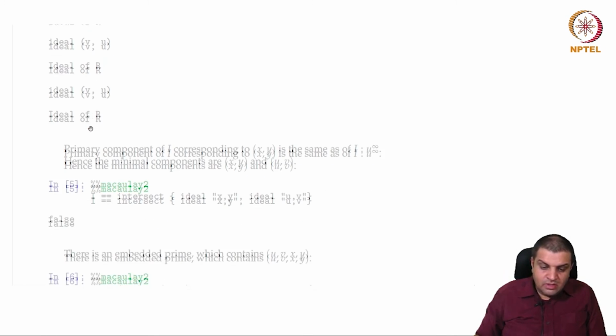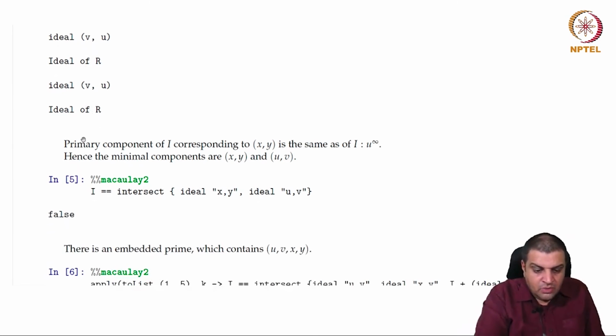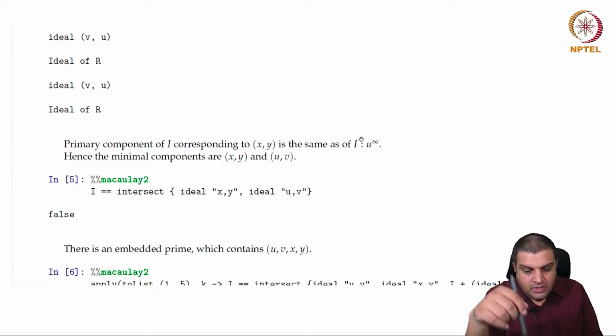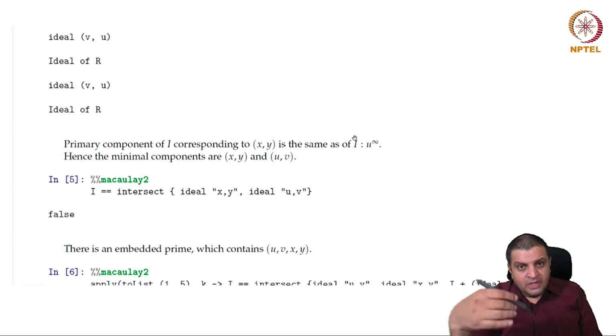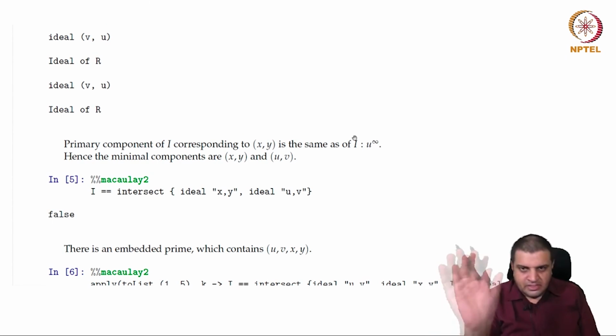So now, with the stuff that we have studied, the primary components and some exercises, the primary component of I corresponding to x comma y is the same as that of I colon u saturation. Therefore, the primary components corresponding to the minimal primes are x comma y and u comma v. This part requires you to do some exercise which says that not just the associated primes, but the primary components themselves are preserved. The same relation would be there when you do saturation. After that exercise, this will be clear.